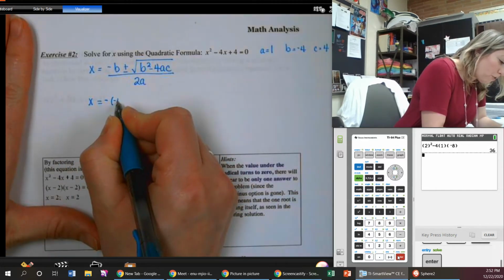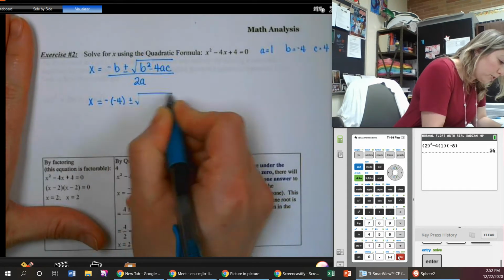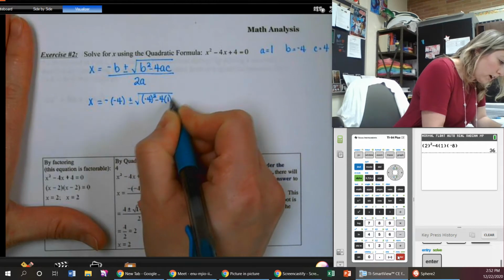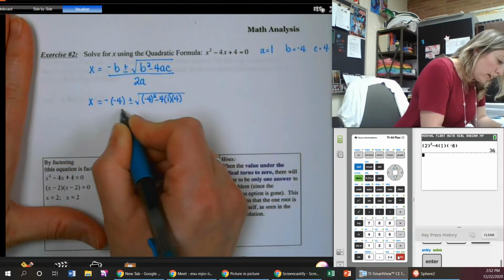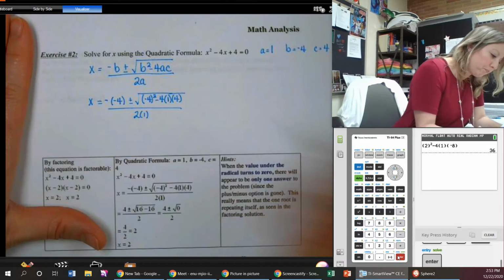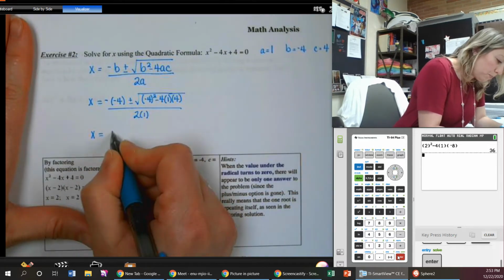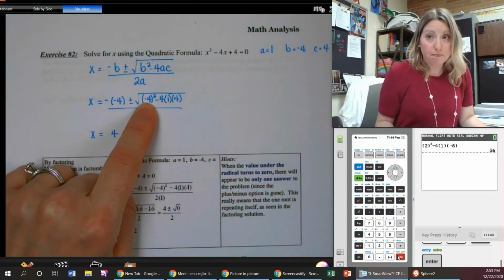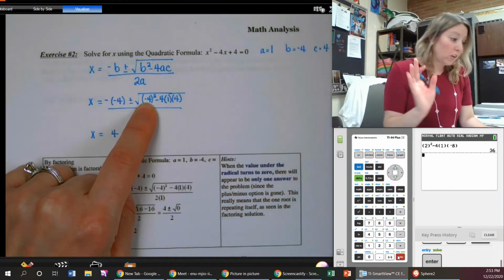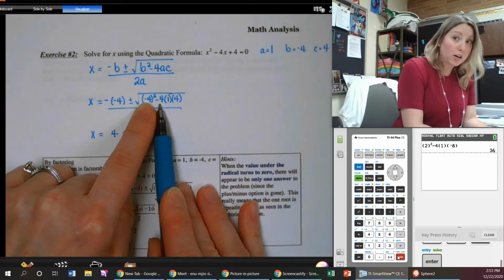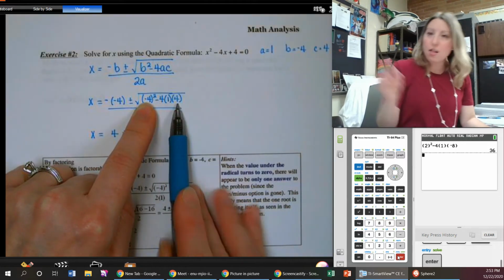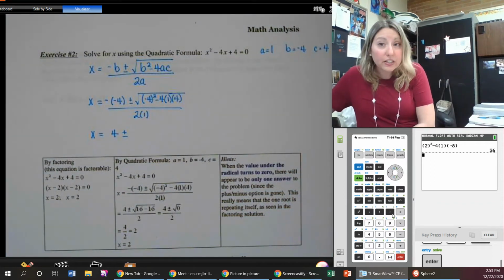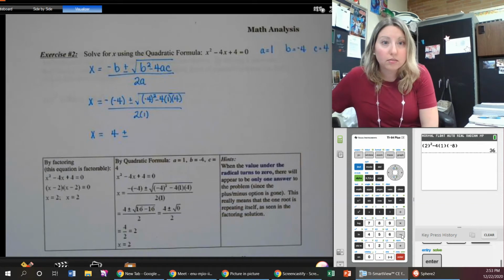Negative of -4 plus or minus the square root of, make sure you put it in parentheses, -4 squared minus 4 times 1 times 4. That'll be interesting. All over 2 times 1. Okay, well, the negative of -4 is +4, so that's what's out here. Now, -4 squared is 16, +16, right? And then look here, -4 times +1 times +4, that answer back there is negative, right? So that's a -16. What's 16 minus 16?